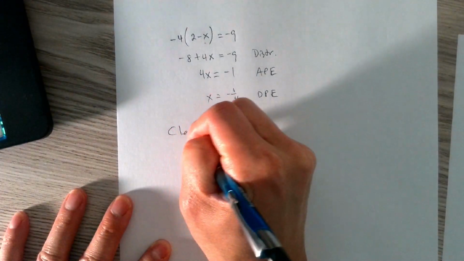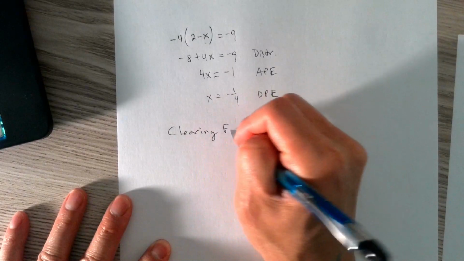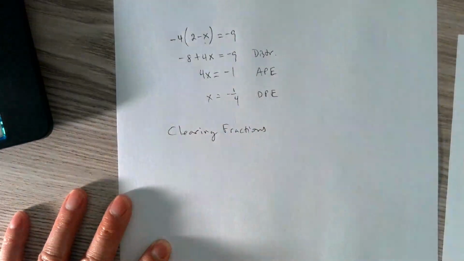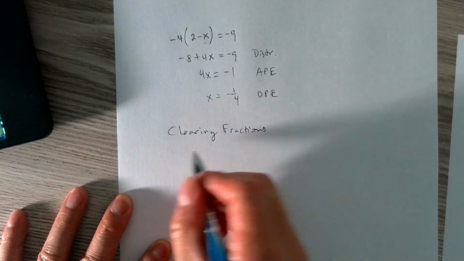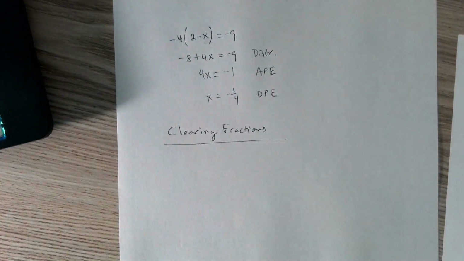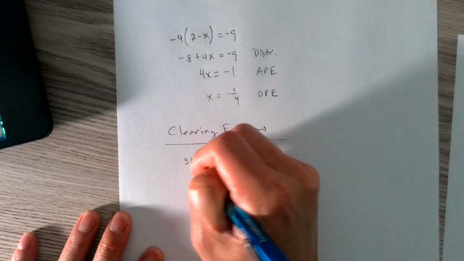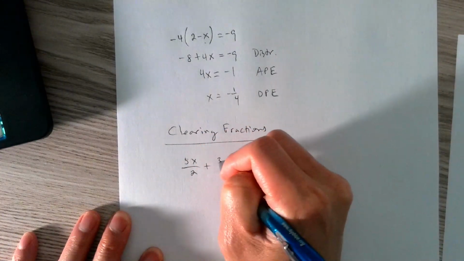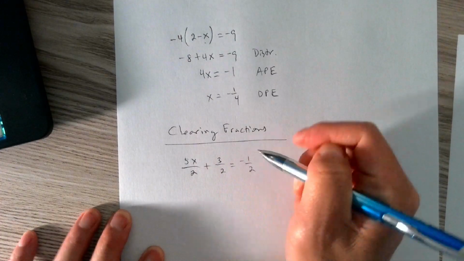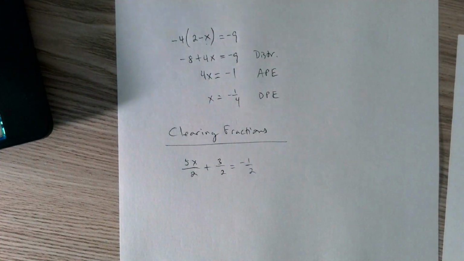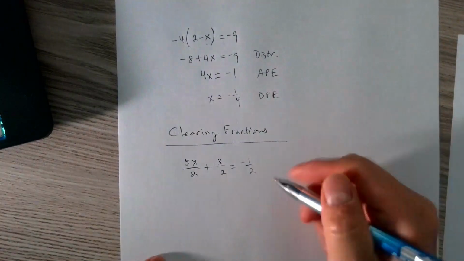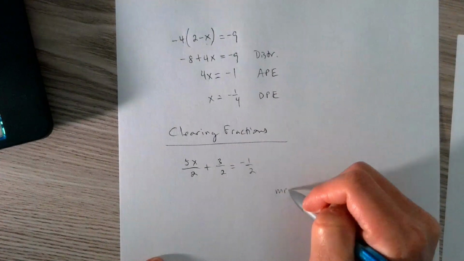Okay, last type of situation in this video on solving simple equations is clearing fractions. So this is a situation where you have more than one fraction in your equation. So here we have 3 fractions, and they all happen to have the same denominator. So I'm going to use an MPE step.